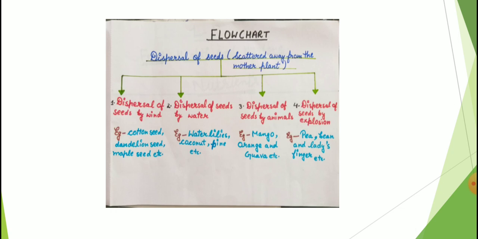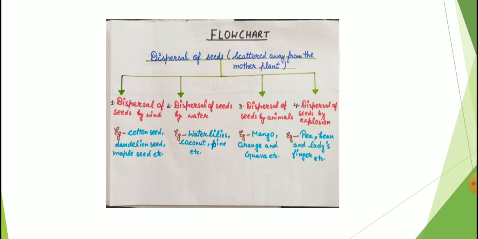Next is dispersal of seeds by water. Seeds of some plants that grow in or near water bodies are dispersed by water, like water lilies, coconut and pine. These types of seeds are dispersed via water.